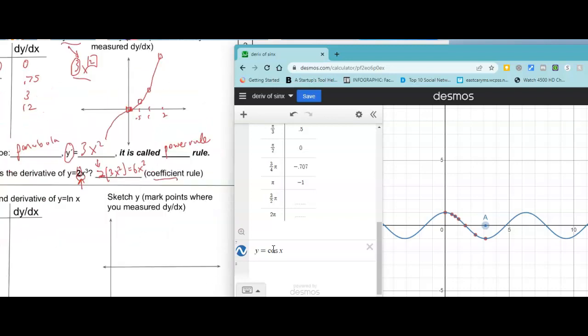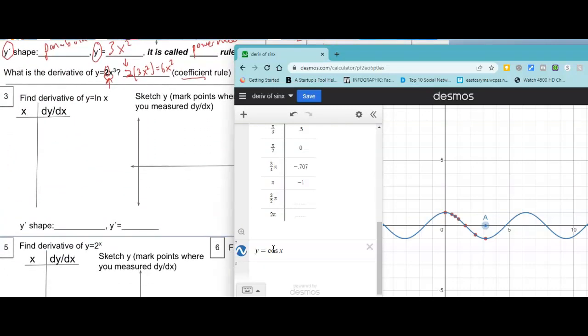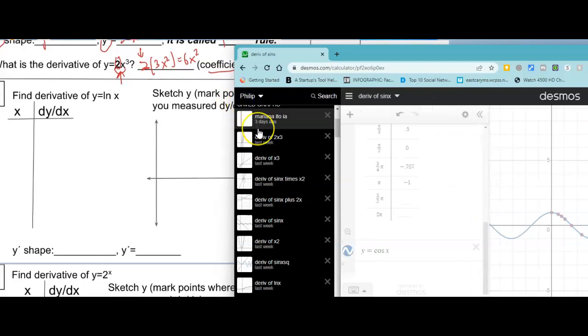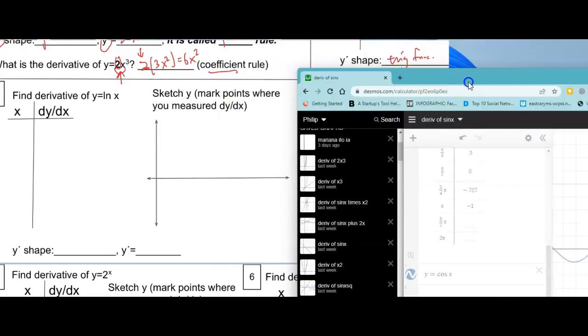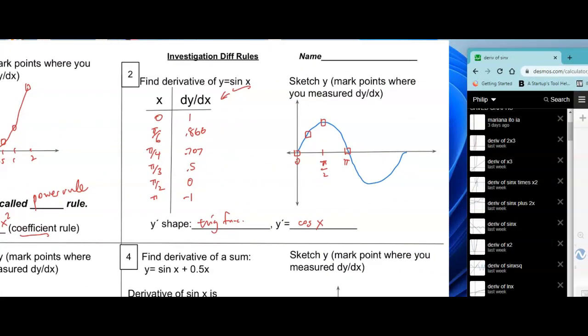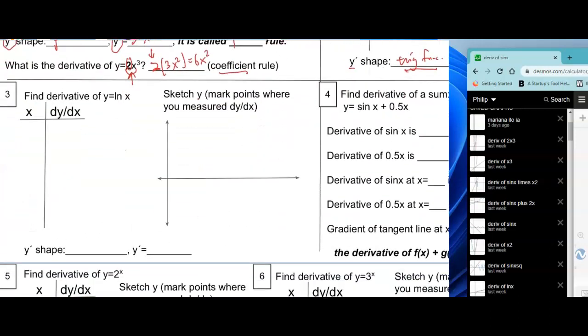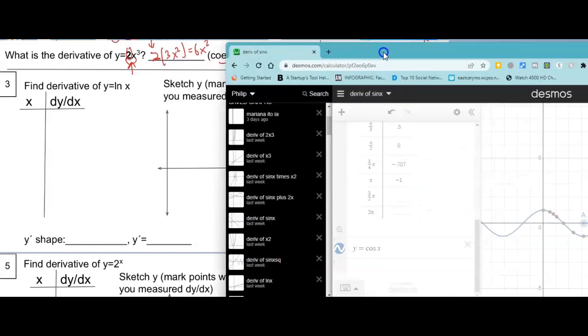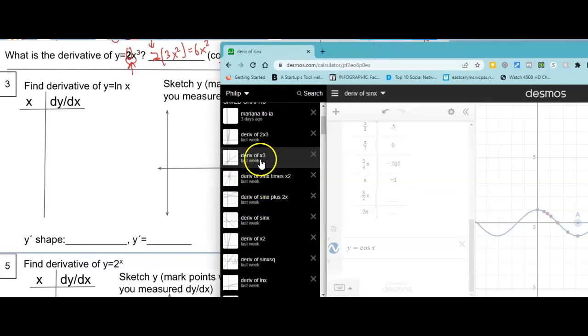Okay, let's go to the third box. Find the derivative of y equals natural log of x. Oh, in case this was covering it up, sorry. So all I did was write that the shape of the derivative function is a trig function, and the function itself is cosine x. Okay, let's go to the third box. Third box, we're going to natural log.